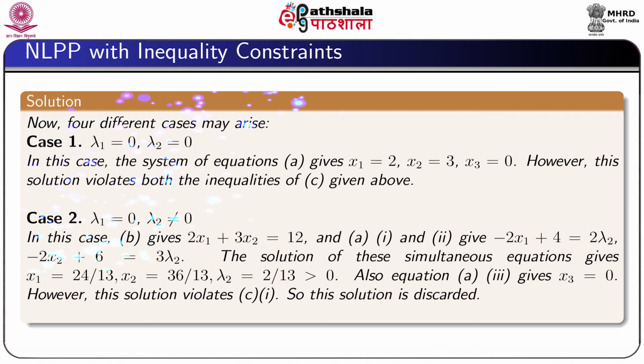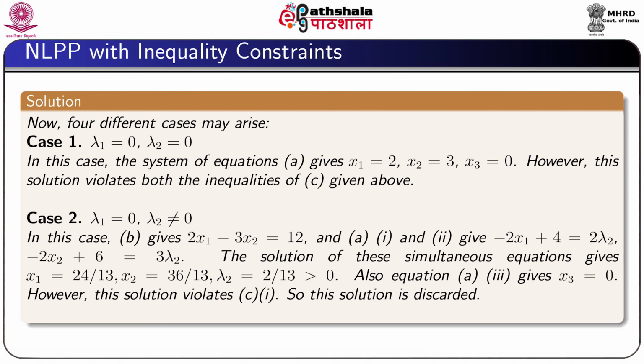Case 1: suppose that lambda1 equal to 0 and lambda2 equal to 0. In this case, the system of equations given in A gives x1 equal to 2, x2 equal to 3 and x3 equal to 0. However, this solution violates both the inequalities given in C.